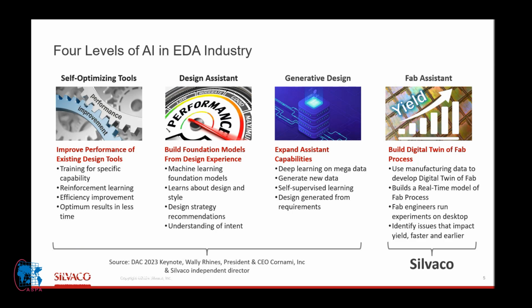But the first thing that he mentioned is self-optimizing tools. What can the tools do to perform better and help designers design better with the existing software that there is? And there are many of them, right? You can do training of specific capabilities, do efficiency improvements, and they're being done. They're being done by Cadence, Synopsys, us, and everybody else who has enough customer base to do that. The next level is not optimizing tools, but design assist.